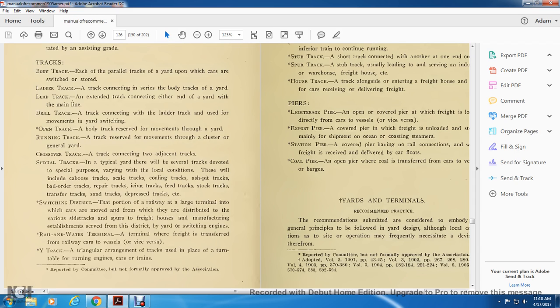Switching district: a portion of a large railway terminal from which the cars are moved and distributed to the various side tracks or spurs of freight houses and manufacturing establishments, served with the district and body yards of switching engines. Rail and water terminals: the terminal where freight is transferred from the rail cars to the vessel and vice versa. Wye track: a triangular arrangement of track used in place of the turntable for turning engines and cars of the train.